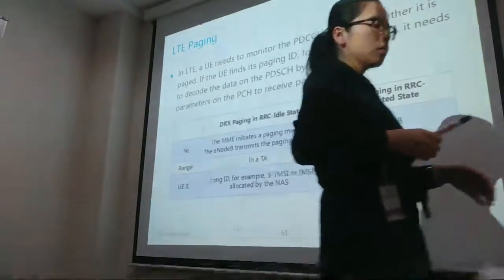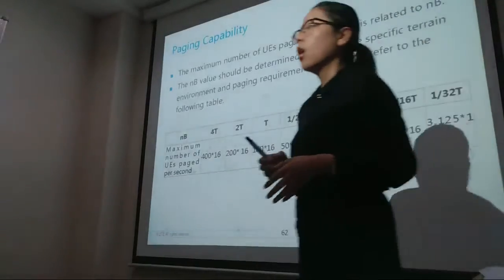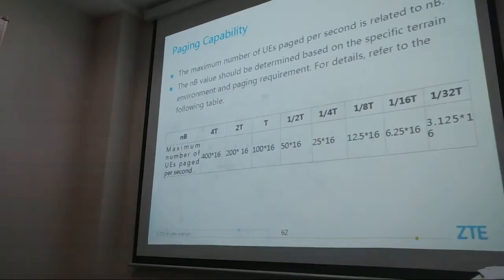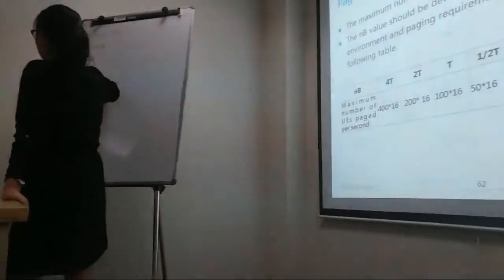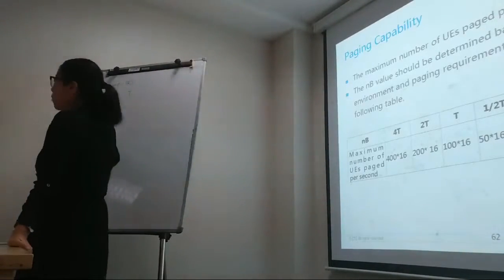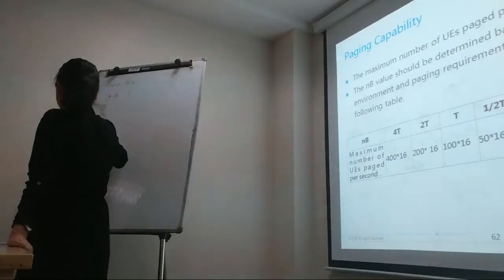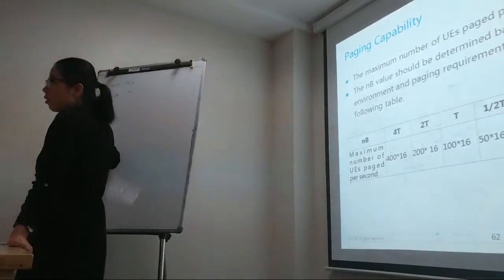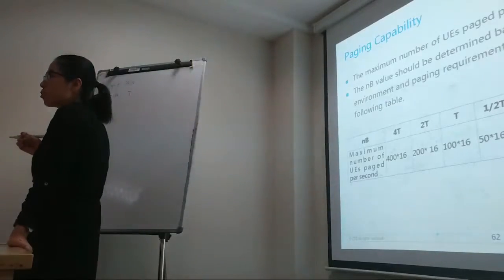So in the idle state, for DRX we will set one cycle. During this cycle, there is only one frame, one subframe, that the UE will monitor. During this cycle, we will set one frame. We call it the paging frame. In this frame, it will have one subframe. The UE only monitors this subframe to read the paging. All others, it will not monitor.